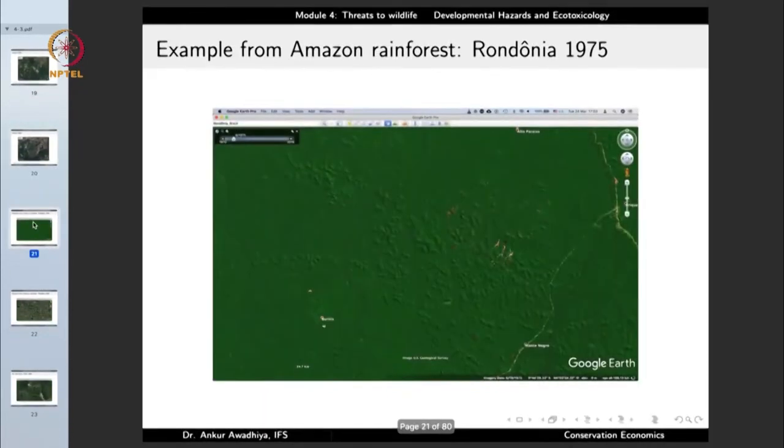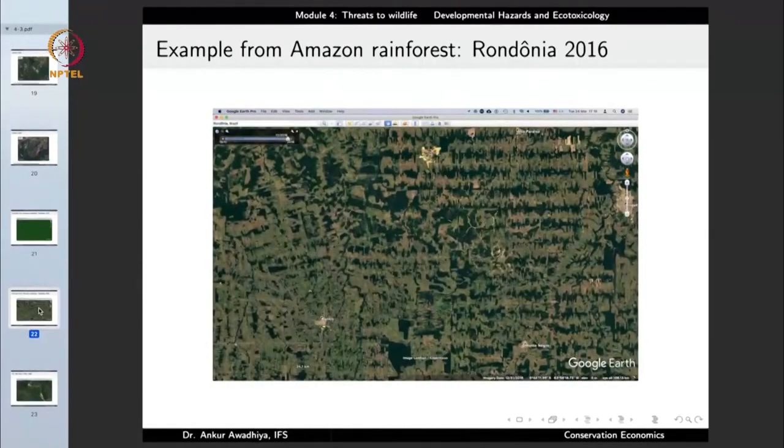This is a portion of the Brazilian rainforest, or the Amazon rainforest, in Rondonia, Brazil, in 1975. And this is the same place in 2016. The forests are all but gone. Now, why are we seeing this rampant deforestation? This is because we are focusing only on economic growth at the cost of the well-being of people.